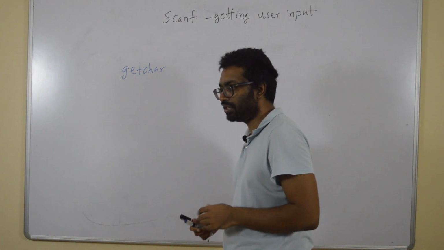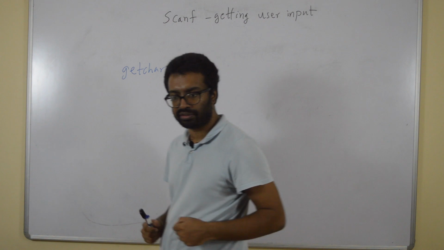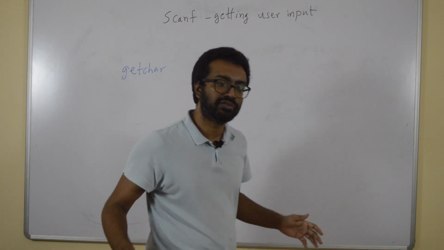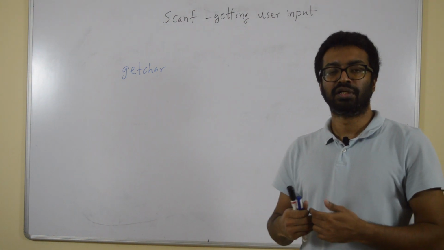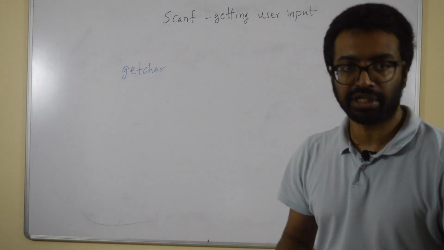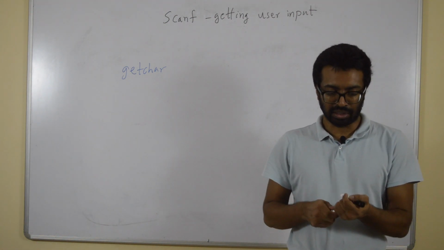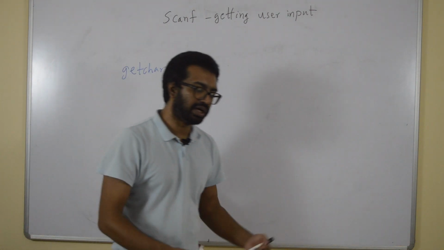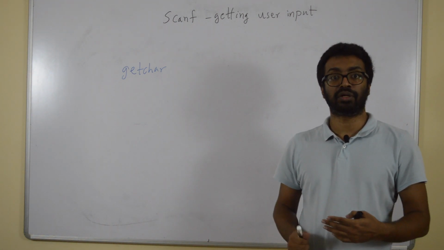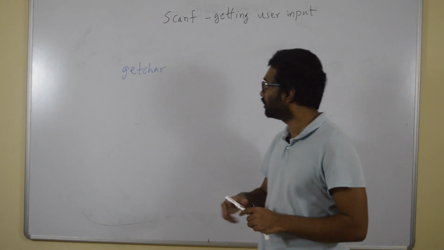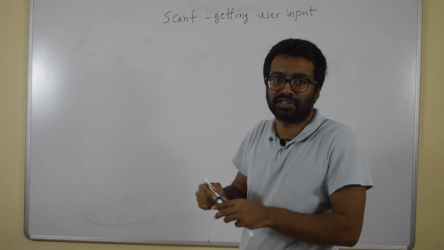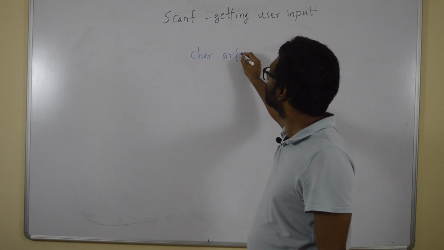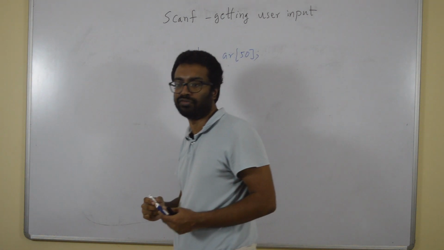First thing you need to notice is that if I want to get a string, I need to give an array. I need to first allocate memory to give me the string. Now it can be used in two ways. I could have dynamically allocated using malloc, memory alloc, or I could have used static allocation using arrays. So let's first create an array.